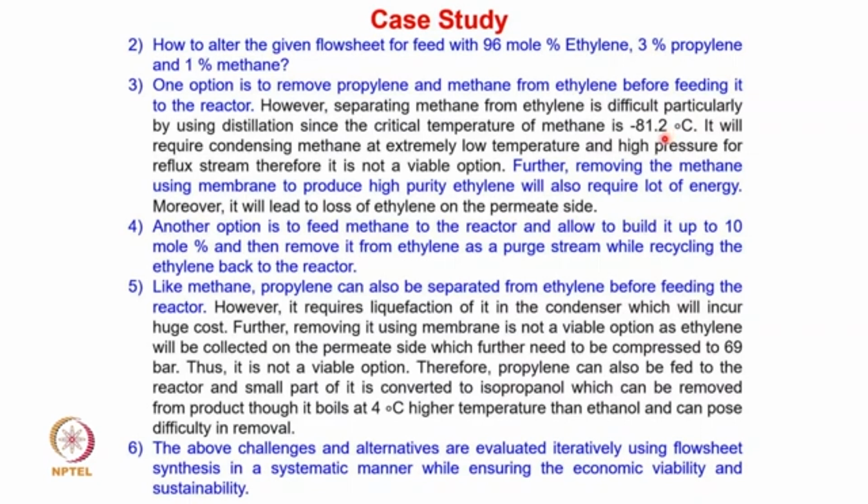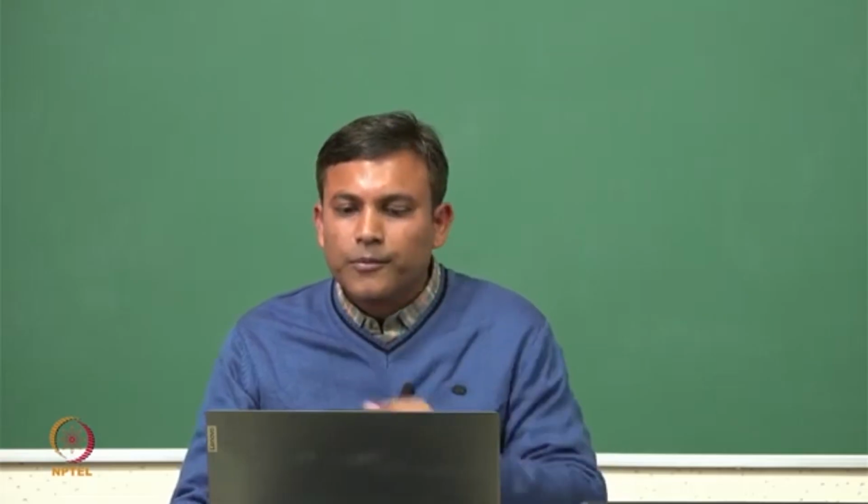So another option could be we can separate the methane and ethylene by using a membrane separator. So in this case, the feed has to be charged to the membrane at a high pressure, and the methane will be separated at the permeate side. So clearly there is a chance that some of the ethylene will pass to the permeate side, isn't it? So there will be a loss of ethylene on the permeate side. So this option also involves a cost.